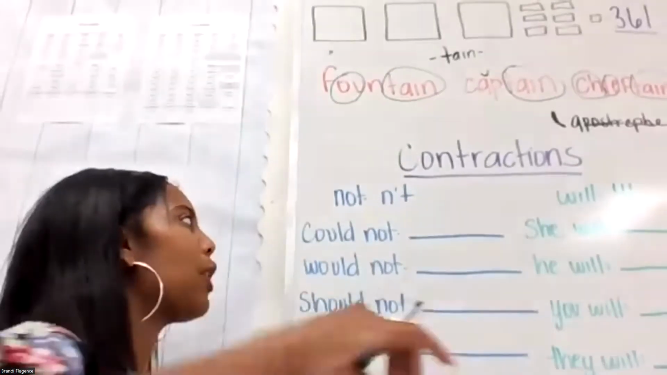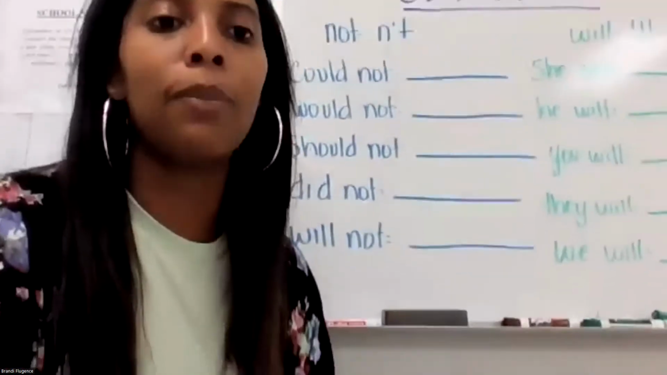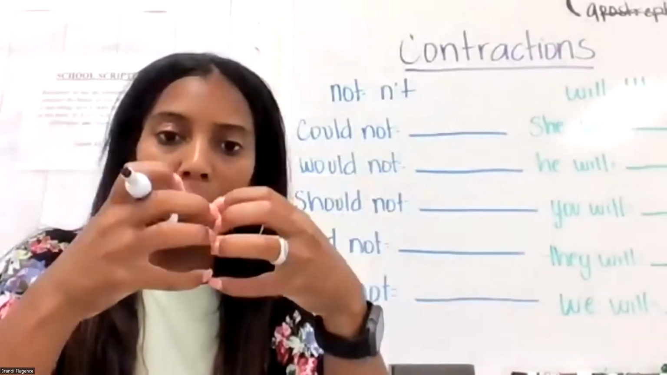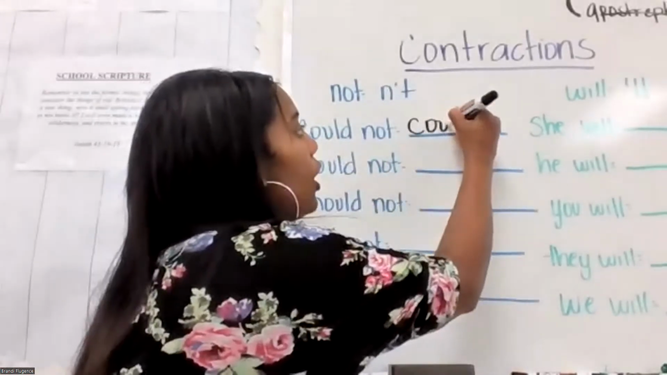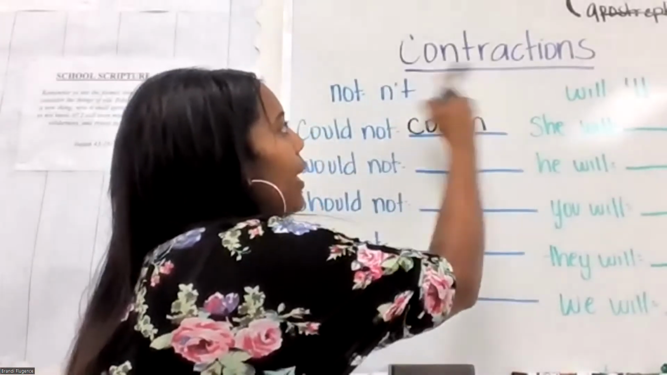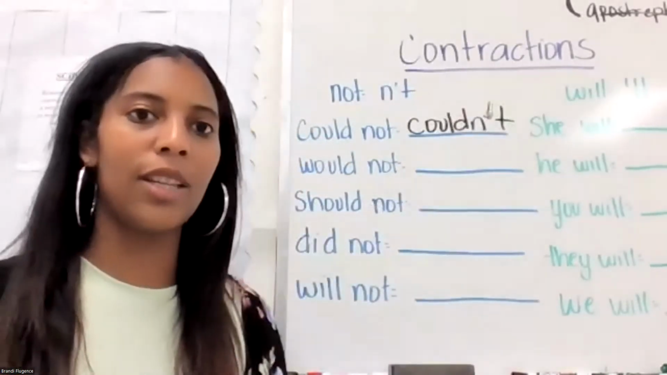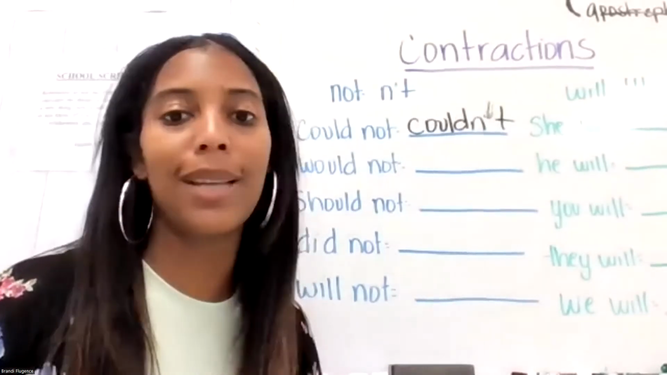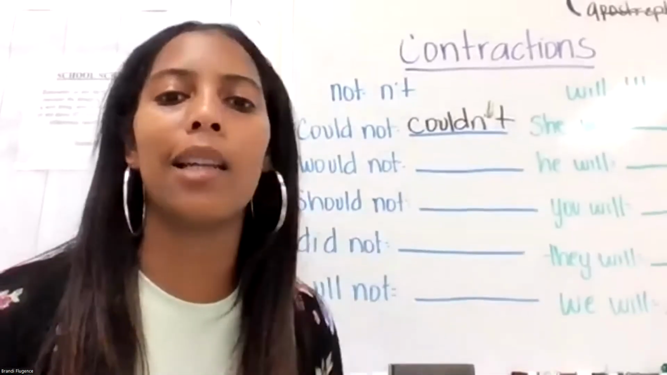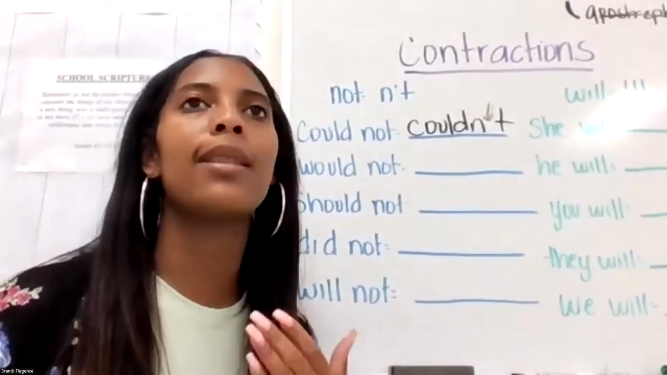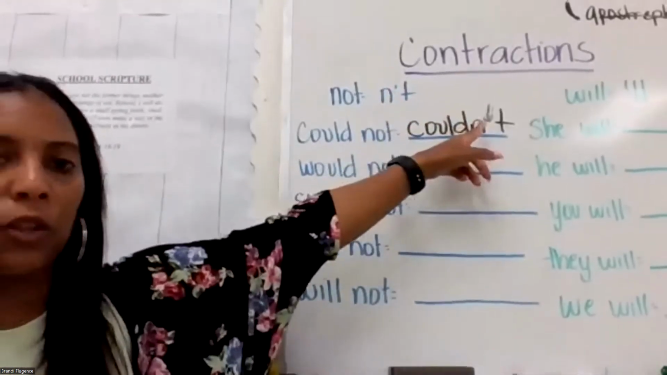Let me show you what it means to contract. So I have could not. There are two words, but I'm going to contract it, meaning I'm putting them together to make it shorter. When I contract could not, it becomes couldn't. COULDN apostrophe T. We took out the O. You see that? That's called a contraction. We say these words all the time, but now you know what they are. Couldn't. I couldn't come to the party. So couldn't is a quicker way to say could not together. And when we write it, we take out the O and put apostrophe T.